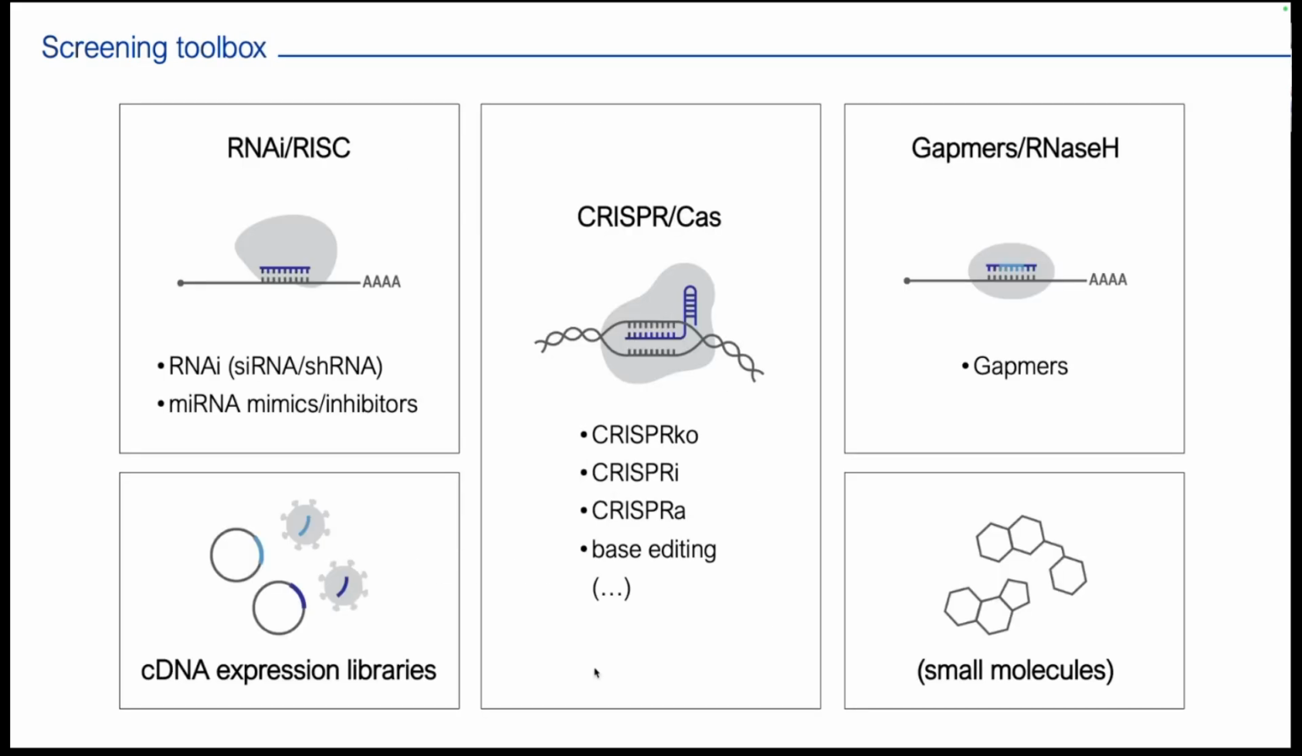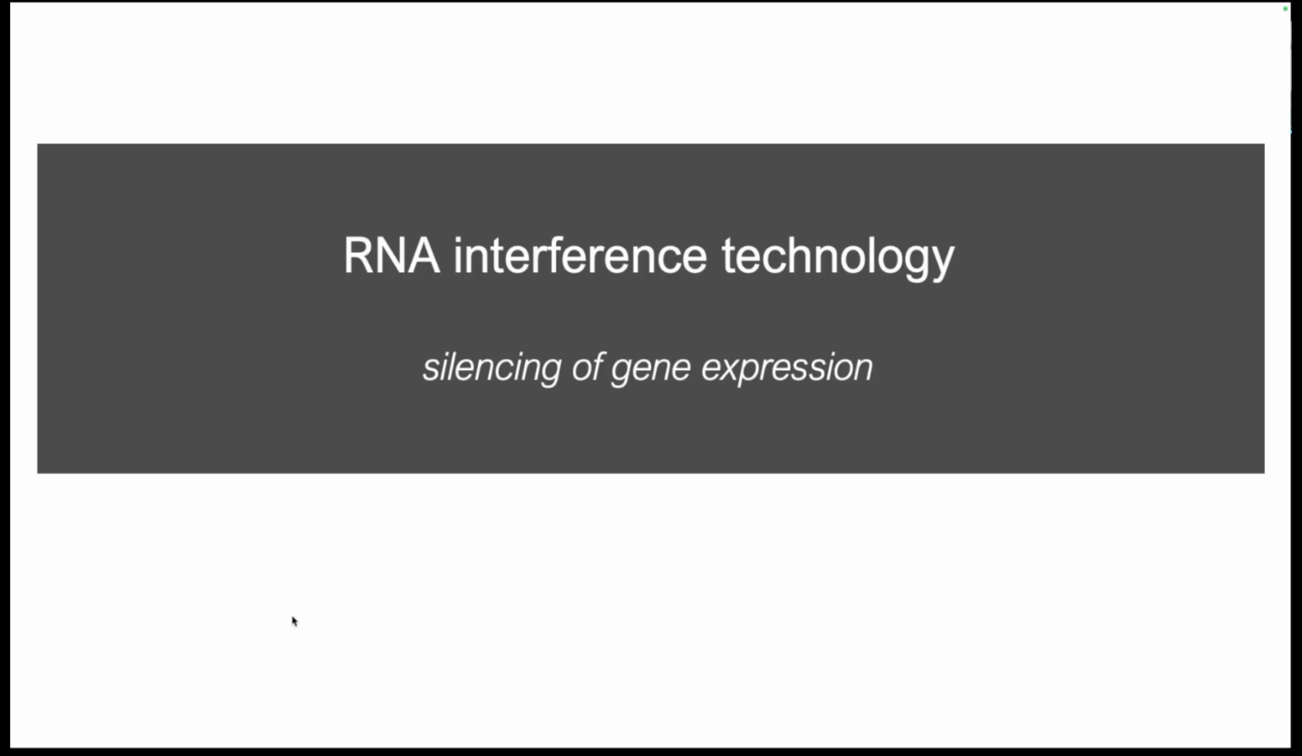So really, we have a very comprehensive toolbox of molecules that we can use for these screens, and these range from RNAi, microRNA type of libraries, CRISPR libraries, gapmer libraries, small compounds, and also cDNA expression libraries. Okay, so what I'll do now is just go through these different types of libraries and highlight some key points that are relevant when we consider screening with these different molecules.